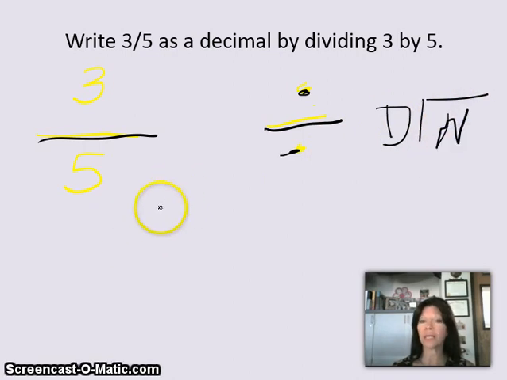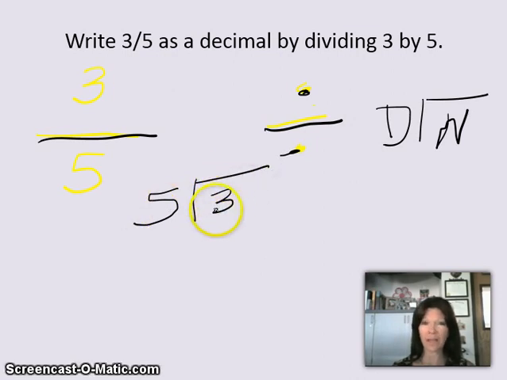So let's practice that and see what this is going to look like to get your decimal. So 5 divided into 3. 5 can't divide into 3 because 3 is smaller. So you have to add a decimal after your 3. You have to add a 0 because you can't divide into nothing. So we're going to bring our decimal up right above our line.